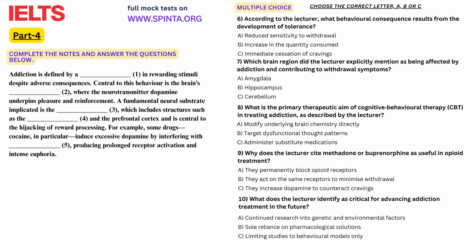First, let us consider what addiction actually entails. Addiction is characterized by a compulsive engagement in rewarding stimuli, despite adverse consequences. The brain's reward circuitry plays a primary role in this behavior. Importantly, the neurotransmitter dopamine is fundamental to the experience of pleasure and reinforcement, and it is the pathway through which many substances, including drugs and alcohol, exert their effects.